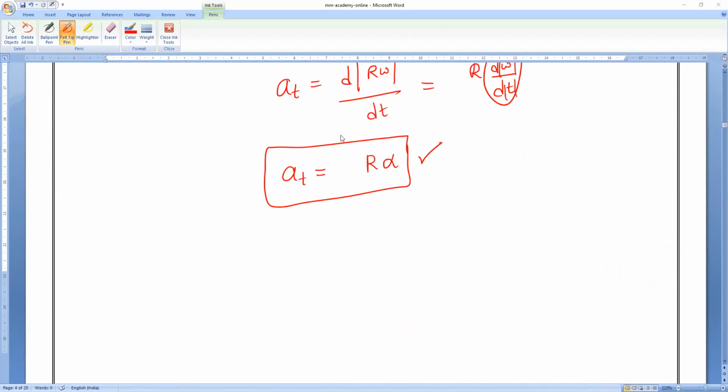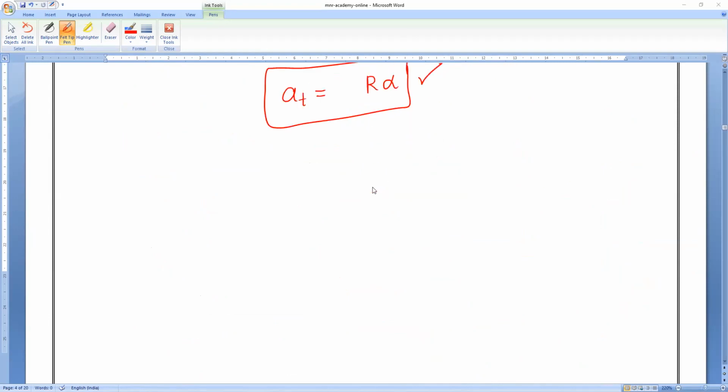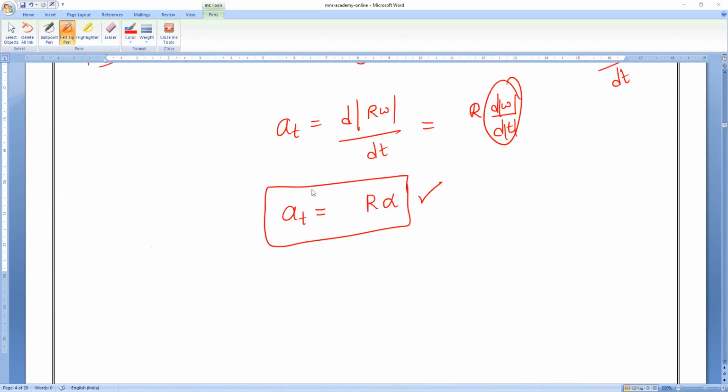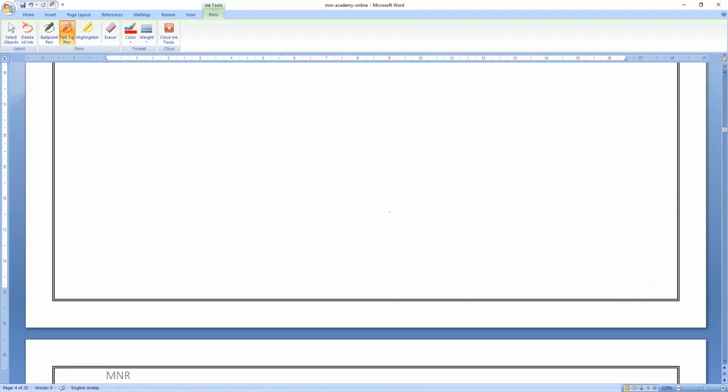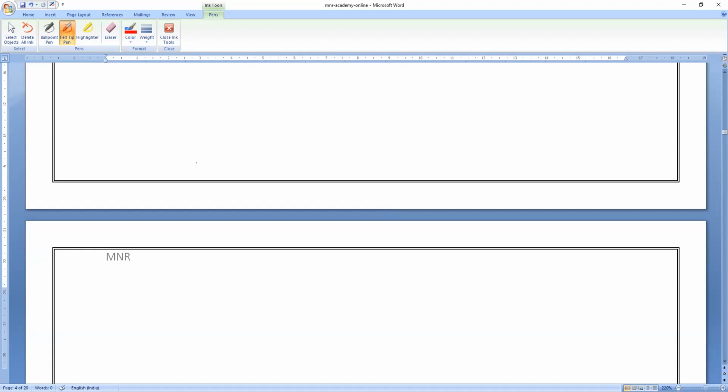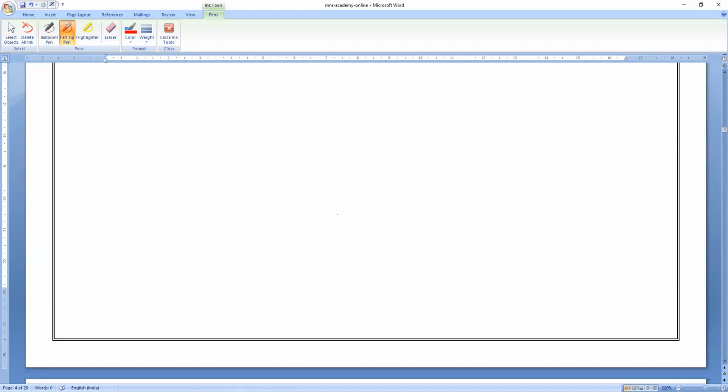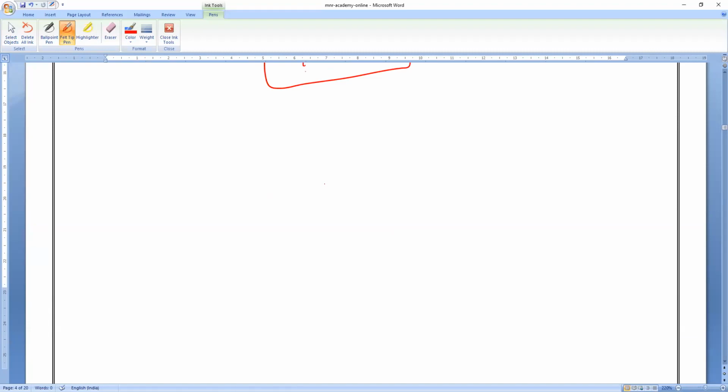So we have proved that tangential acceleration equals R into angular acceleration. So when tangential acceleration becomes zero, automatically angular acceleration also becomes zero. That is what you have to remember. Now, let us come to the tangential acceleration. As I said, tangential acceleration may be in the same direction as tangential velocity or in the opposite direction of tangential velocity.